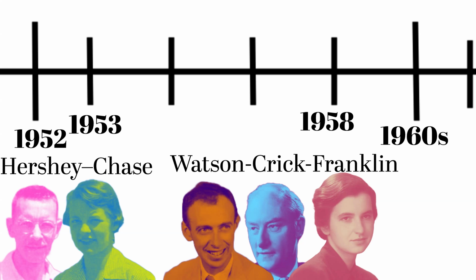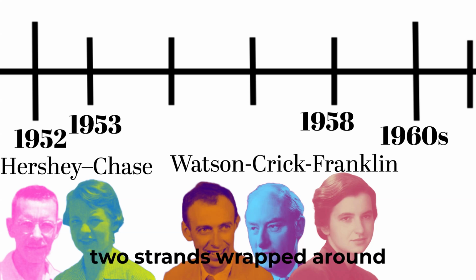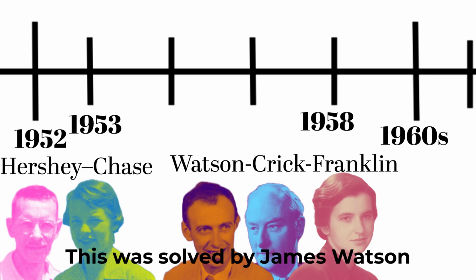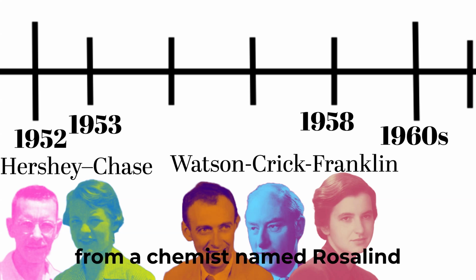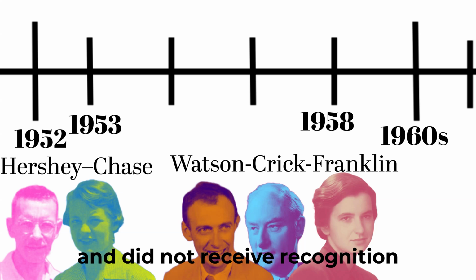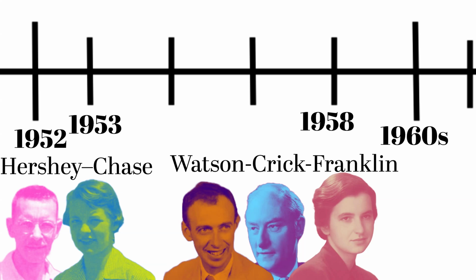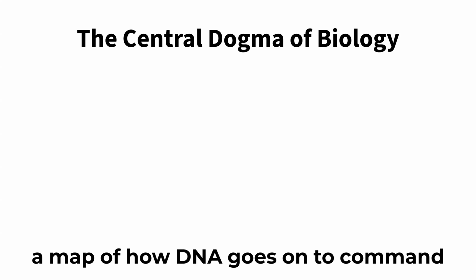In 1953, the world would learn that DNA has a double helix structure, two strands wrapped around each other. This was solved by James Watson and Francis Crick, using data in the form of an image of the helix stolen from a chemist named Rosalind Franklin, who was left out of the reports and did not receive recognition for her contribution. These discoveries allowed scientists to piece together a map of how DNA goes on to command the body.